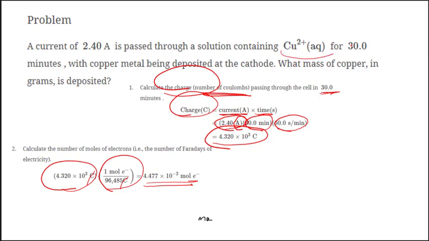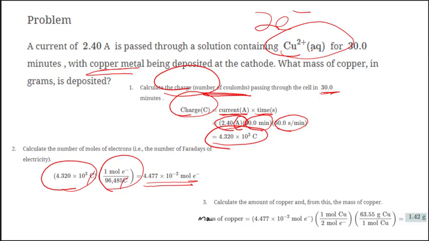Then I need to look up here, and to go from copper 2+ to copper, solid copper, we needed 2 electrons to cancel out that +2. So we can then take that moles of electrons and say, well, 2 moles of electrons for every 1 mole of copper. And then look at the periodic table. 1 mole of copper has 63.55 grams of copper, leaving me with 1.42 grams of copper.